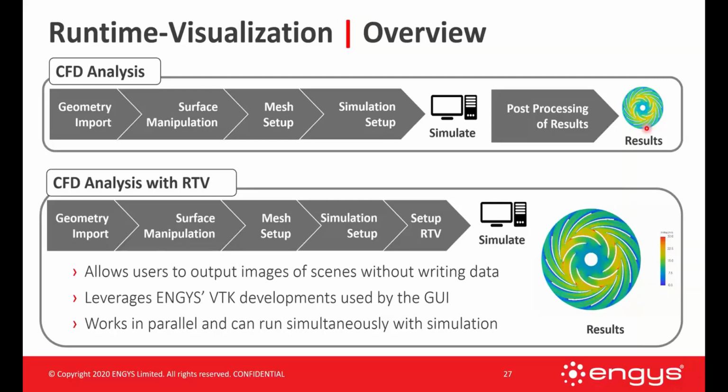So if we spend all this time plotting vorticity or making these nice three-dimensional plots, our impatience will be satisfied by us seeing these different images as we're running the simulation. It allows users to output images of these scenes without writing the data itself. So without writing out all the velocity, pressure, and everything to memory, we're able to dump out these images. It actually leverages ENGYS's VTK developments used directly by the GUI. It works in parallel and can run simultaneously with the simulation.